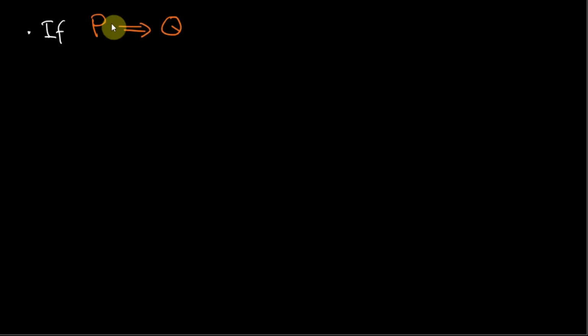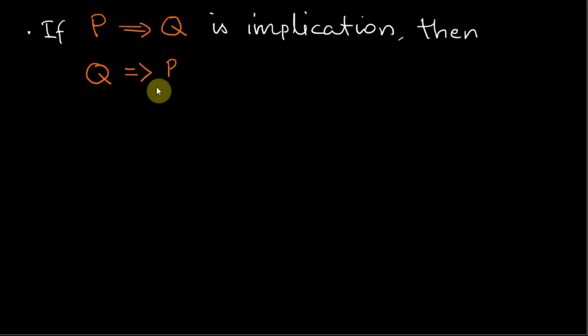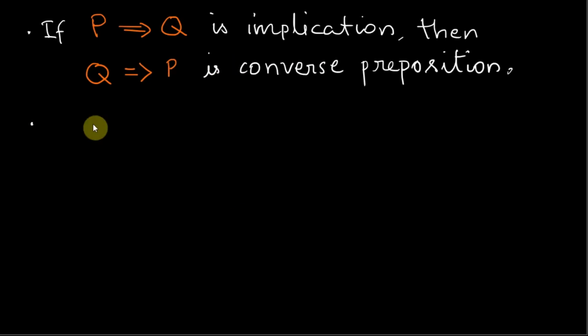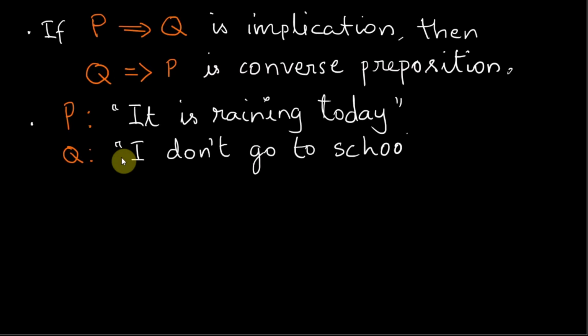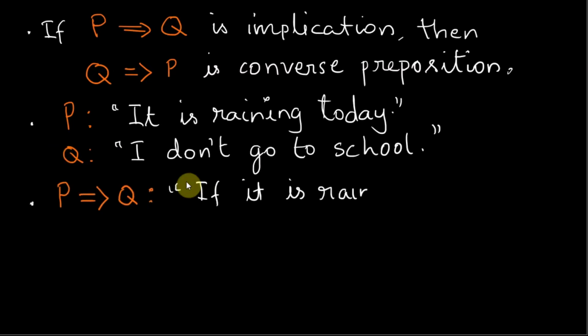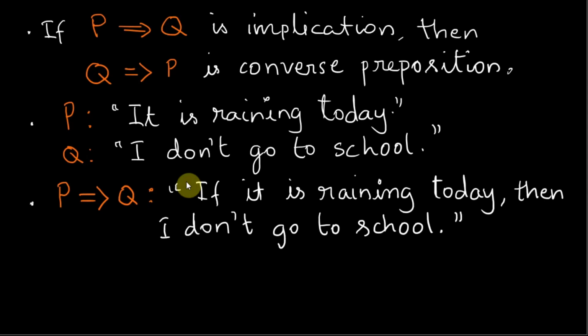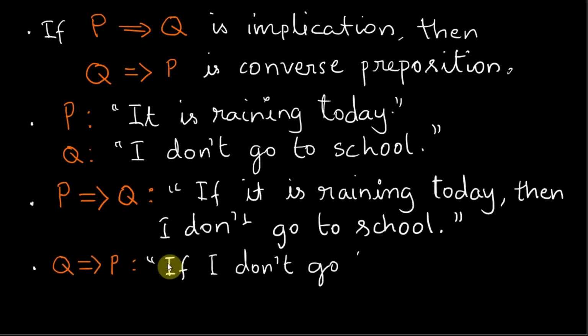If P implies Q is the implication, then Q implies P is the converse proposition. Let P be the statement, it is raining today, and Q be the statement, I don't go to school. P implies Q is the statement, if it is raining today, then I don't go to school. The converse of the statement is, if I don't go to school, then it is raining today.